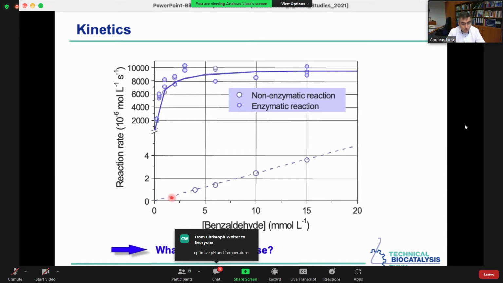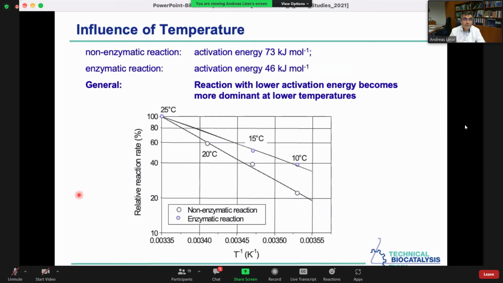Okay, let me show you some results. If you want me to do this, I'm your technician, I do whatever you want. And so let's start with temperature. We see here the relative reaction rate as a function of the temperature plotted in Kelvin, or up here in Celsius. The hollow points are the non-enzyme catalyzed reaction, and the blue points are the enzyme catalyzed.